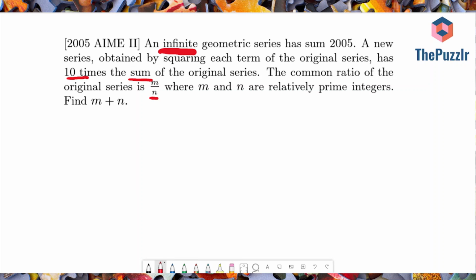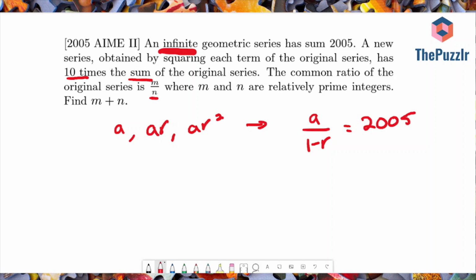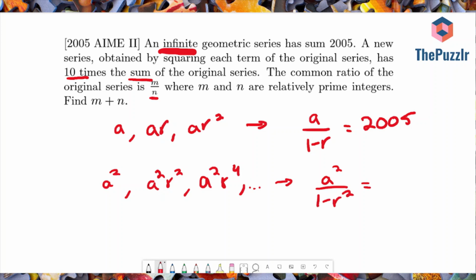Okay, so this problem, the first series is, let's call it a, ar, ar squared, and so on. And we know that the sum of this is a over 1 minus r from our infinite geometric series formula. And this equals 2005. Now, if we were to square each term, we would get a squared, a squared r squared, a squared r to the power of 4, and you can see the pattern. This is a geometric series with first term a squared and common ratio r squared. So this is a squared over 1 minus r squared. And this is 10 times 2005.